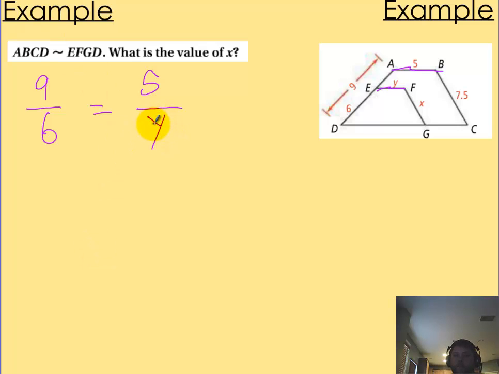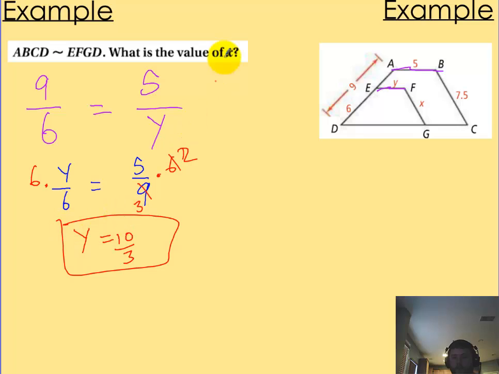Well, one thing you can do, you can flip diagonals when you have two fractions equal to each other. So I'm going to rewrite that as y over 6 equals 5 over 9. Now next thing I'm going to multiply both sides by 6. And so you're going to get y equals 30 over 9. You can reduce that by 3. So that's going to be 10/3. So y equals 10/3. That doesn't help me yet though, because I got to get x. So actually, was that even important? Maybe not. No, it wasn't. That was a waste of my time.